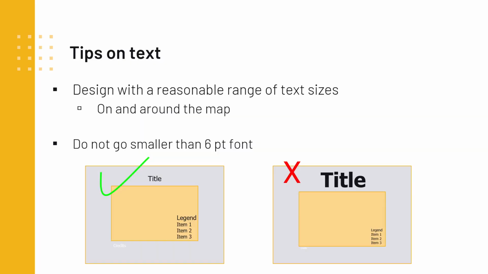While we're on the topic of tips, here's a couple tips on text. So you're going to design within a reasonable range of text sizes, so you're not going to go from absolutely huge to teeny tiny. The text can go both on the map or around the map. But whatever you do, don't ever go smaller than 6-point font because people need to be able to read it, and anything smaller than 6 makes it too difficult to read.